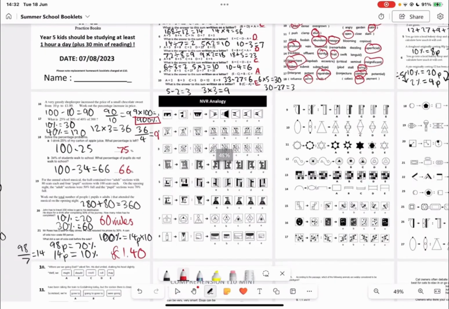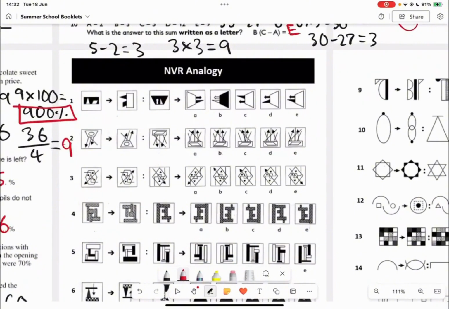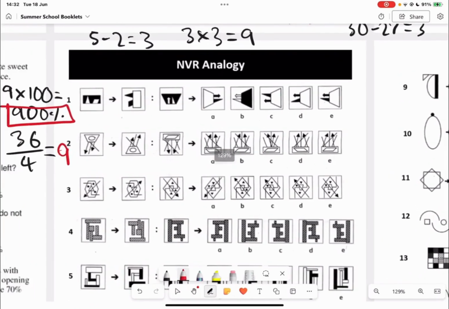Okay, now we're going to move on to NVR analogy. So this is looking at how we go from one shape to another, and then we apply the same rule to another shape. So question 1, our rectangle is rotating 90 degrees, and then our triangle is also rotating 90 degrees. And then our parallelogram is rotating 90 degrees and then reflecting on the x-axis line.